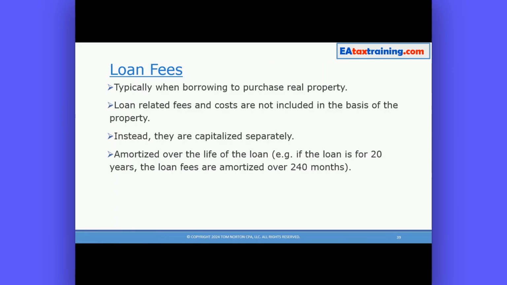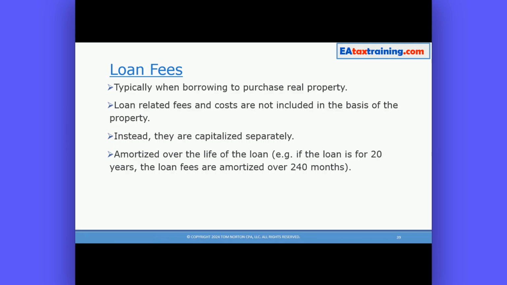Loan fees. So this typically comes up when you are borrowing money, or a business is borrowing money, to purchase real property. The loan-related fees and costs are not included in the basis of the property, as we said before. Instead, they are capitalized separately.